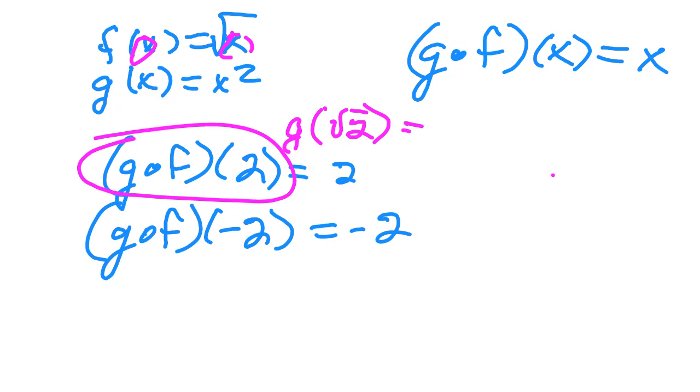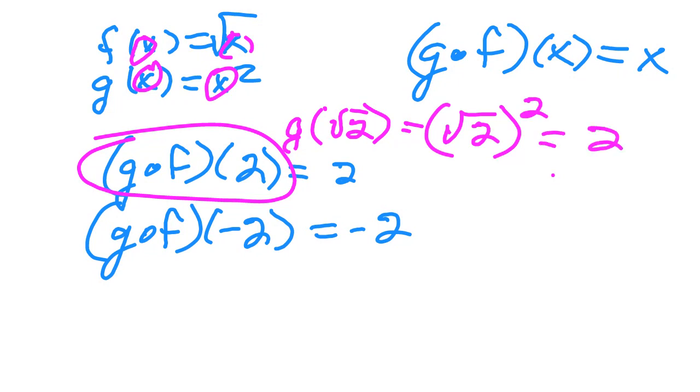Come on. I'm going to plug that in here. So this is the square root of 2 quantity squared, which is 2, right? So that was fine. This one ended up being okay. But the problem is going to be this other one.